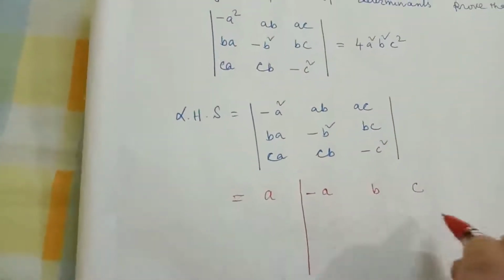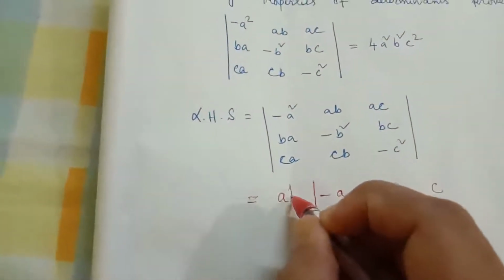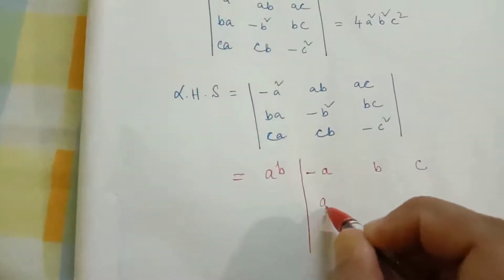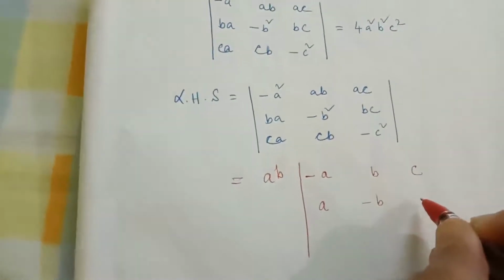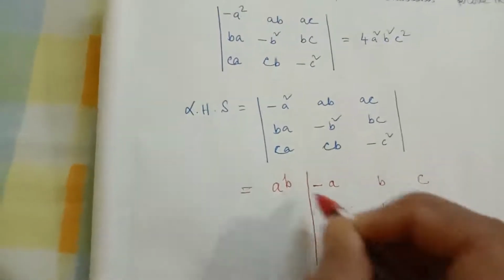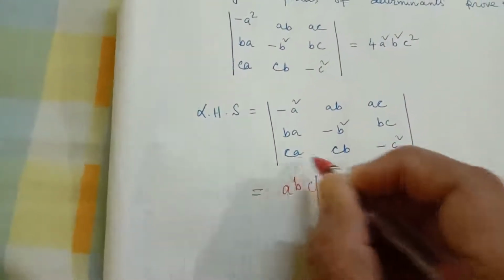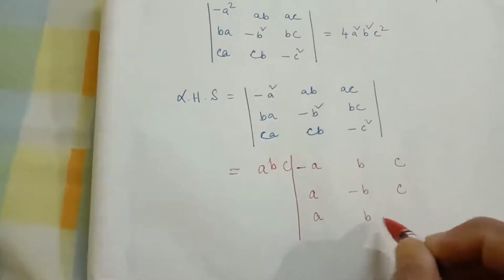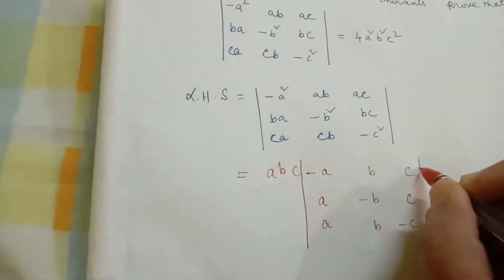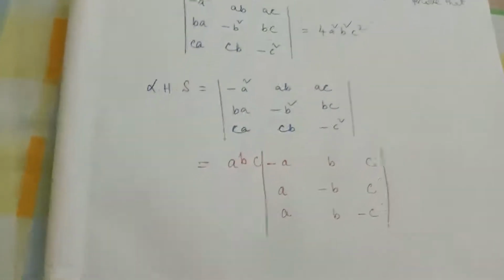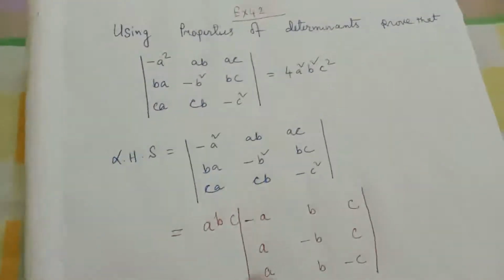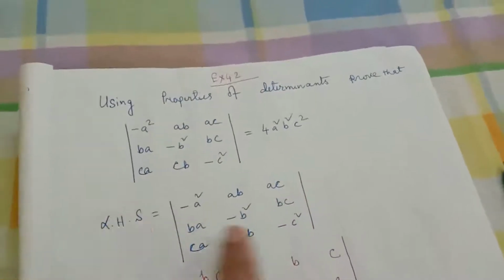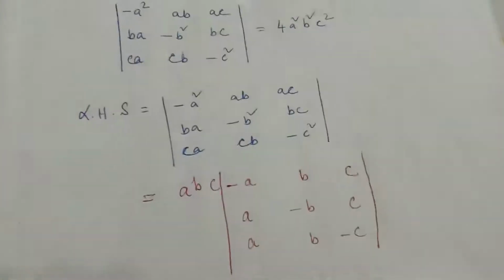If we take b common from the second row, the second row will become a, minus b and c. If we take c common from the third row, it will become a, b and minus c. So this is the first step. We have taken a common from the first row, b common from the second row and c common from the third row.